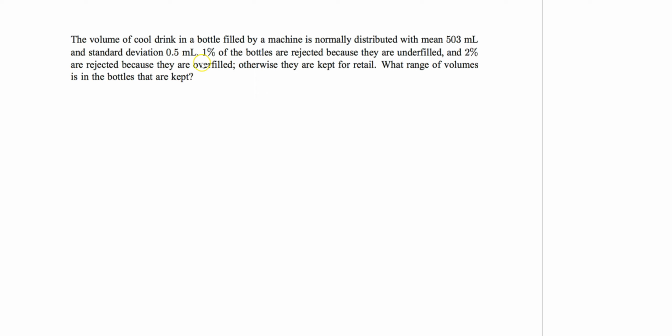So they want to know what volume has to be to get kicked out on the lower end, and what volume has to be to get kicked out on the higher end. So we're basically going to find both sides, right? So look what we have. We have the mean. We got my standard deviation right there. Now they tell us 1% of the bottles are rejected because they're underfilled. So this is what I mean by what do you mean by underfilled, right? If X is less than K, some value, then that's considered underfilled. So that's going to equal 0.01, 1%, not 0.1.